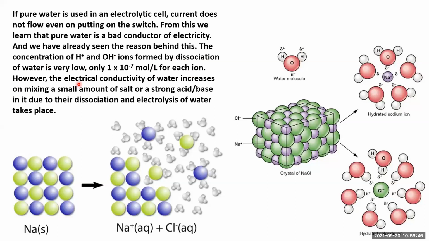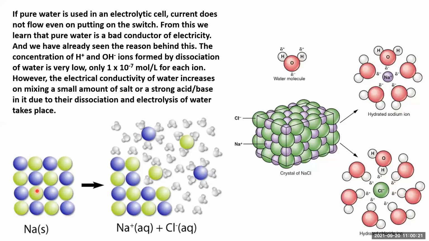However, the electrical conductivity of water increases on mixing a small amount of salt or strong acid or strong base in it, due to their dissociation, and electrolysis of water takes place. Now, what happened? Pure water does not conduct electricity. To conduct electricity through water, we have to add a small impurity in the form of salt or strong acid or strong base. If we add this, what happens?